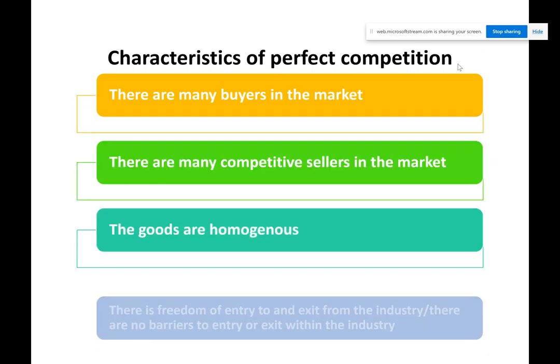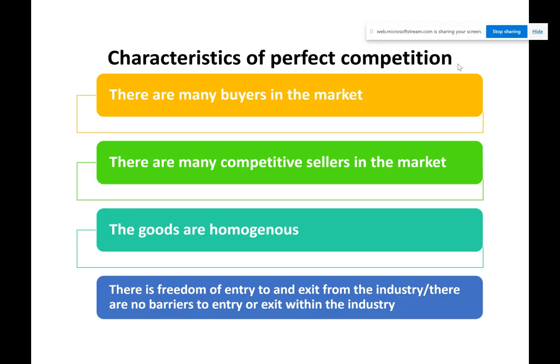There are many buyers in this market. There are many sellers in this market. So anyone can enter this market. There is no problem with anyone entering or anyone dropping out of this market. It says it there, there's a freedom of entry and exit of this industry. No barriers to entry. The goods are homogeneous, which means they're identical, which means you selling it and your competitor selling it, there's no difference in quality. An egg's an egg, a tomato's a tomato, a potato's a potato. So there's no difference between you and your competitors.